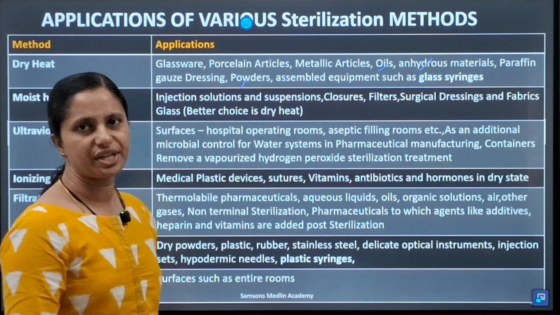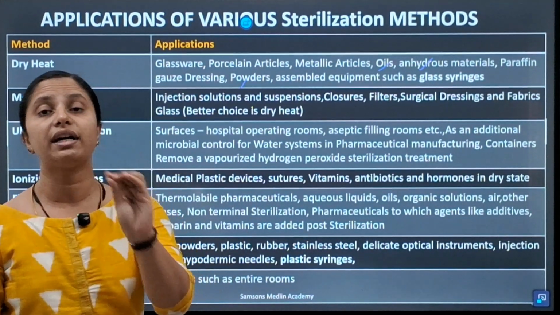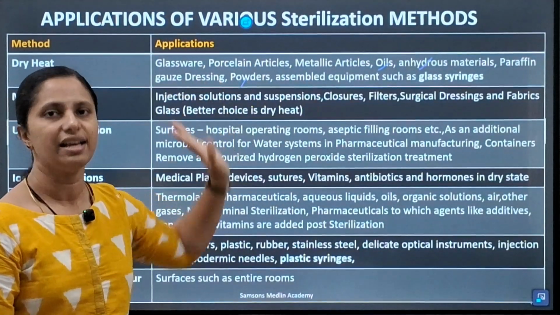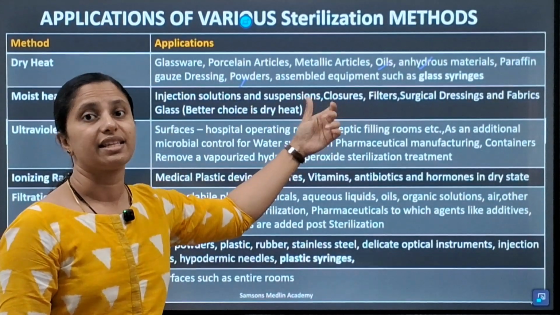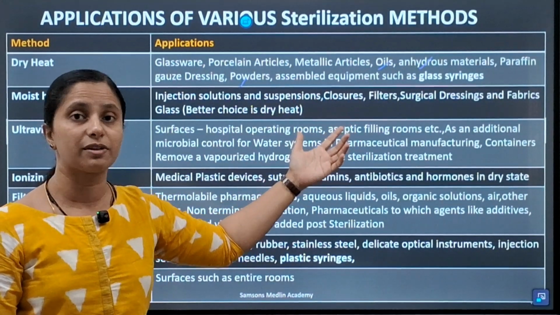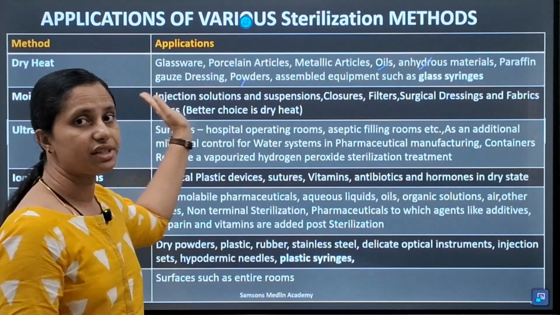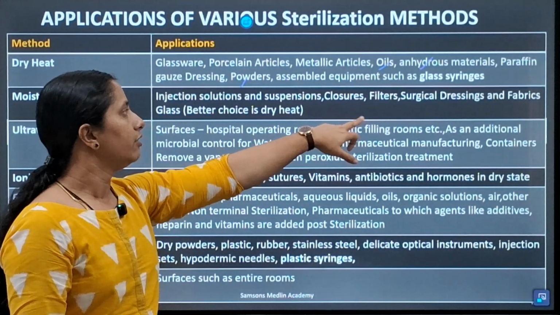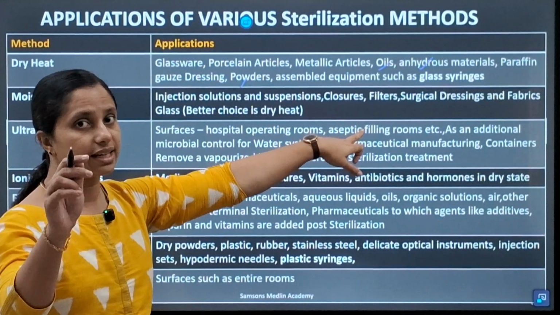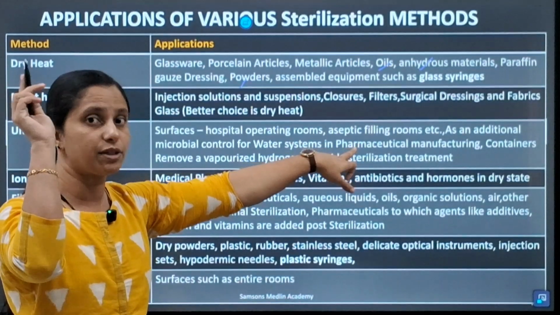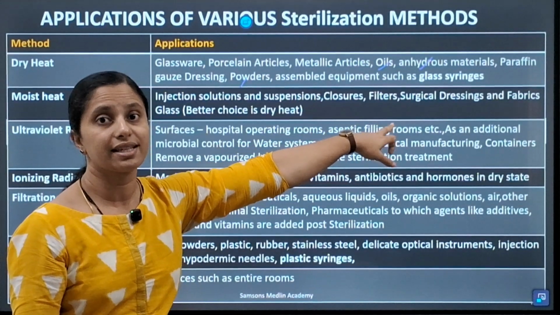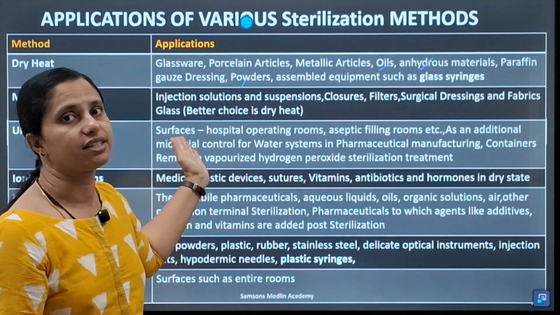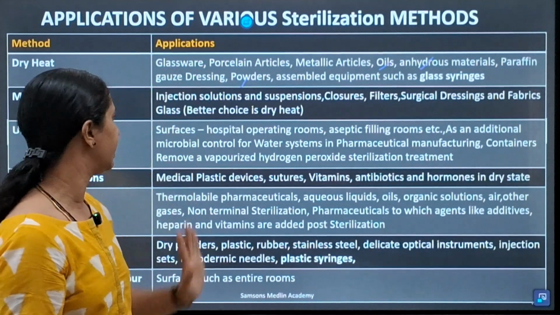Coming to moist heat sterilization, it is the most commonly used method for the sterilization of injection solutions and suspensions. Closures: most rubbers can be safely sterilized by moist heat, whereas most rubbers cannot be sterilized by dry heat. Filters, surgical dressings cannot be sterilized by dry heat except paraffin gauze dressing, but all surgical dressings can be safely sterilized by moist heat sterilization. Fabrics and glass. For glass, the better method is dry heat itself.